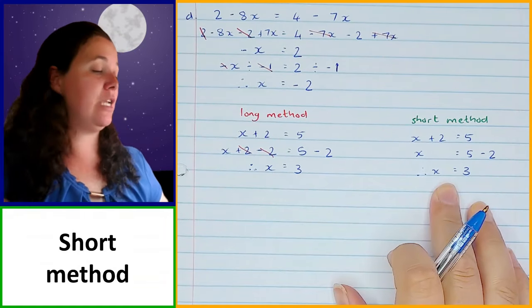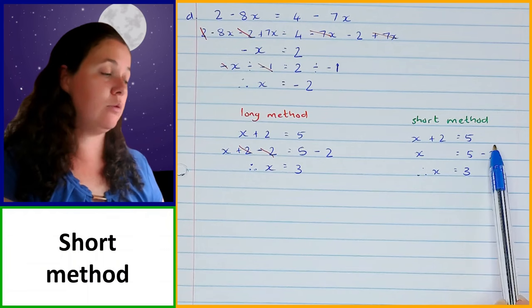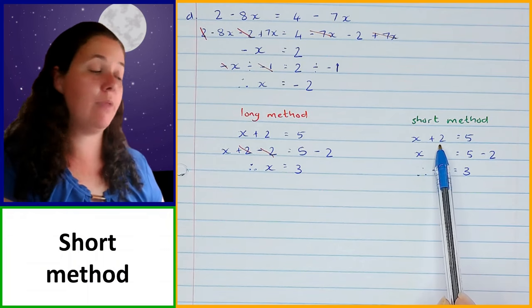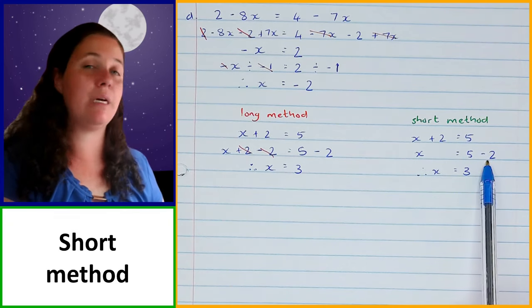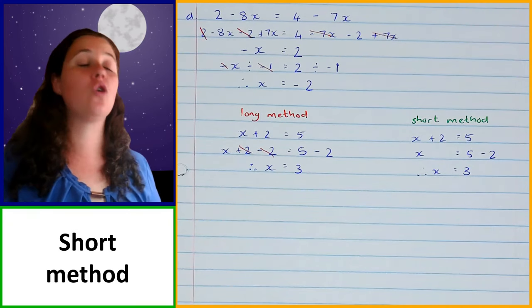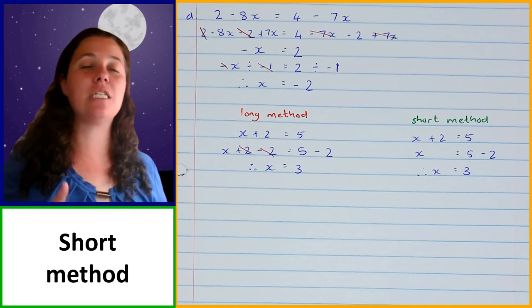Now, what this actually looks like is that the 2 is moving across the equal sign. It looks like it jumped from there to there, and it changed signs. It looks like it went from a plus 2 to a minus 2. And so we often talk about moving it across the equal sign and changing signs, but that's not actually what's happening.